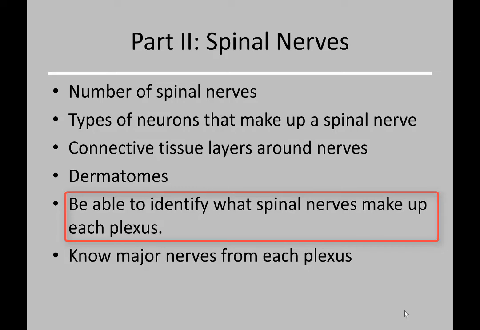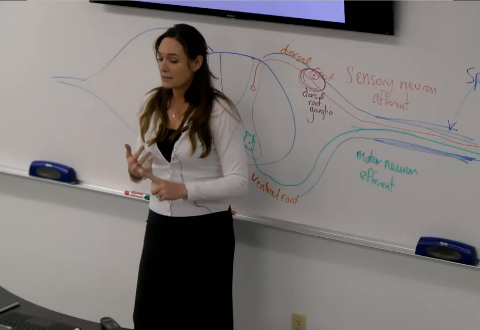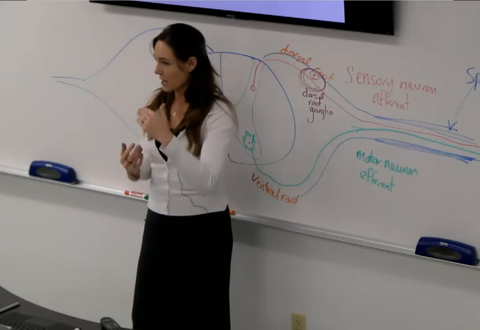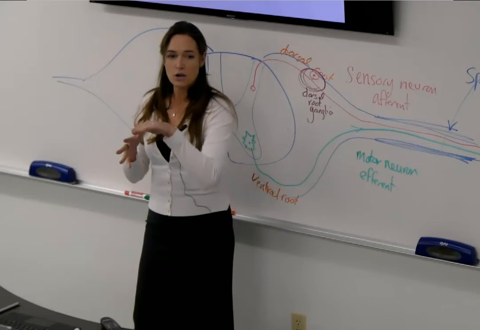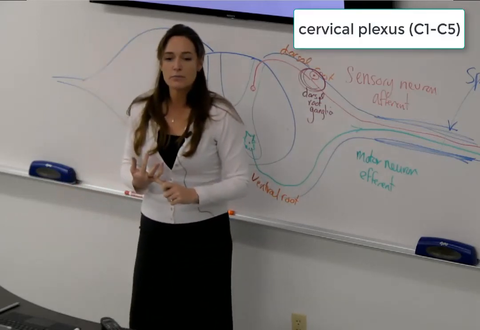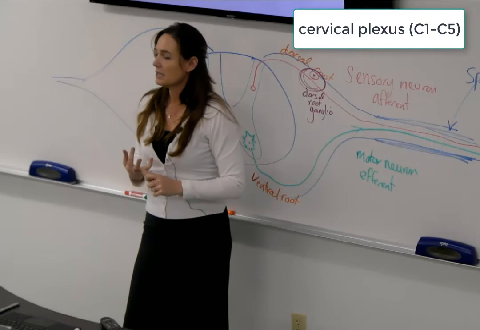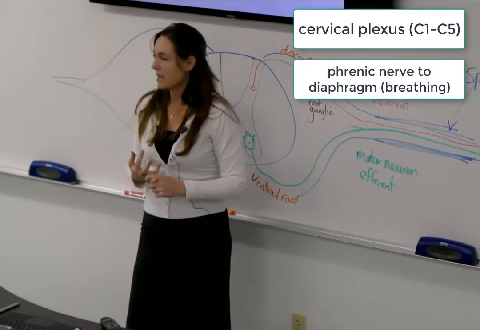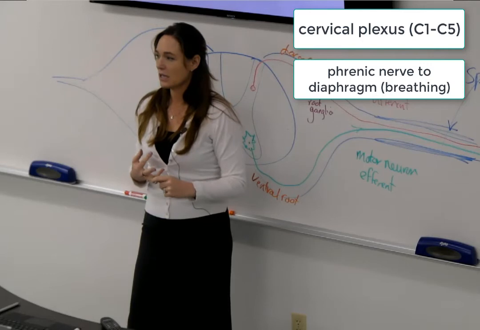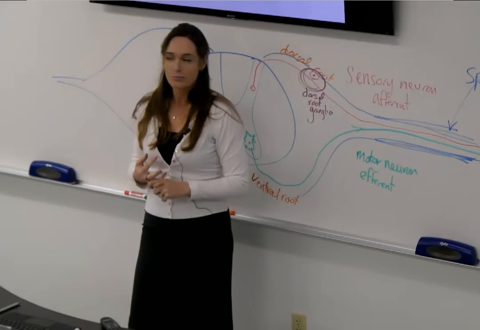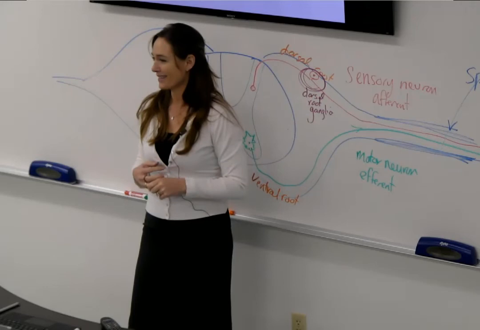So for the plexus, who can tell me the 4 plexuses that you need to know? Cervical, brachial, lumbar, and sacral. So for each plexus, you need to know the name of the plexus and the spinal nerves that go to it. So what would be cervical plexus? C1 to C5, and what's the main nerve that you need to know from that plexus? Phrenic, and what's it do? Breathing, diaphragm, breathing.